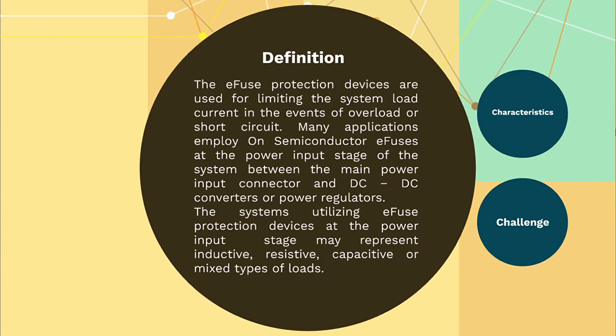Definition. The eFuse protection devices are used for limiting the system load current in the event of overload or short circuit. Many applications employ a semiconductor eFuse at the power input stage of the system between the main power input connector and DC converters or power regulators. The system utilizing eFuse protection device at the power input stage may represent inductive, resistive, capacitive, or mixed types of loads.